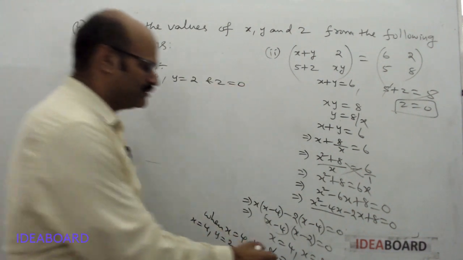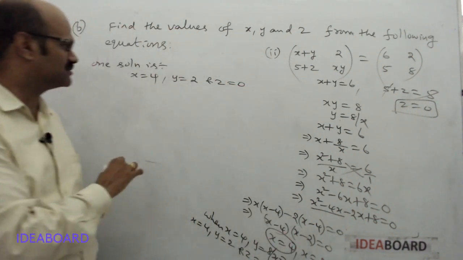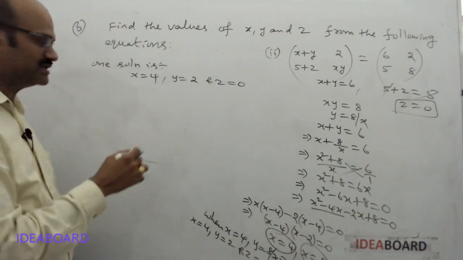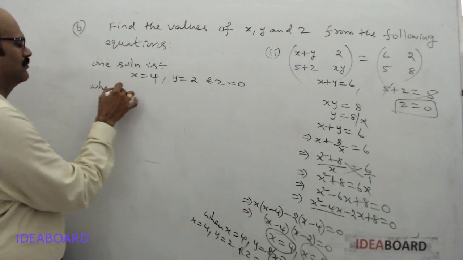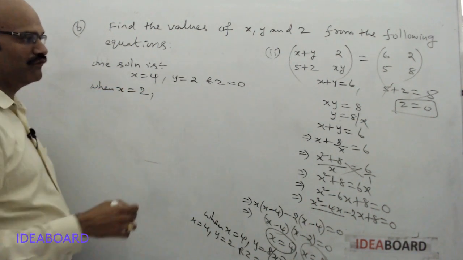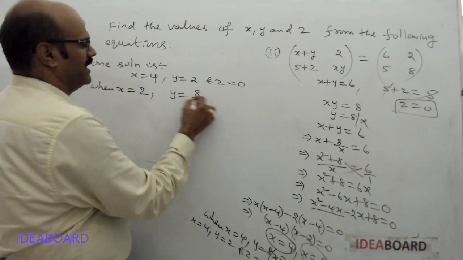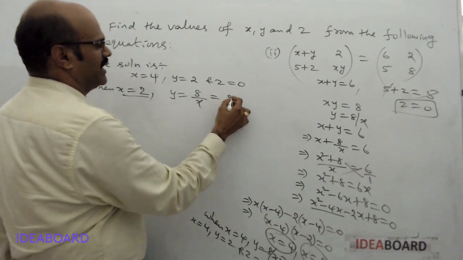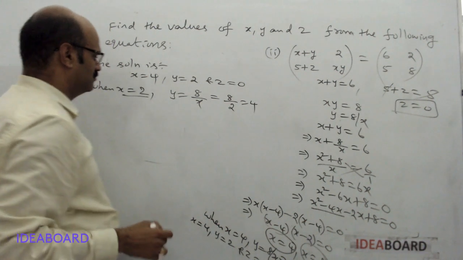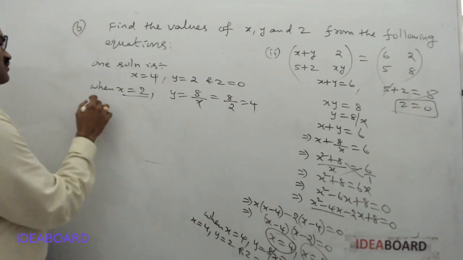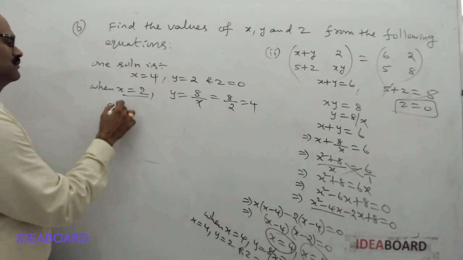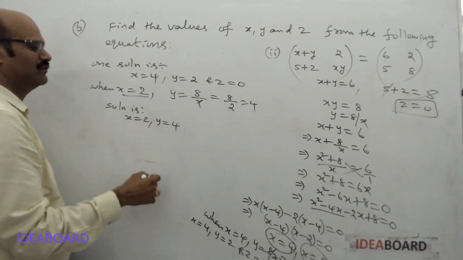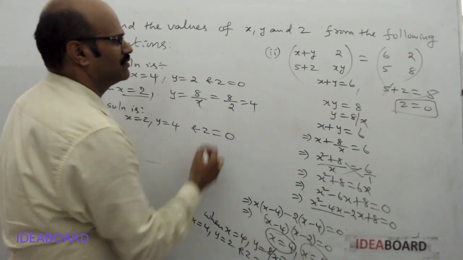Here we got two values for x. When x equal to 4, we got the solution. Now take x equal to 2. When x equal to 2, y equal to 8 by x. So put x equal to 2 here. So 8 by 2 equal to 4. So another solution is x equal to 2, y equal to 4 and z equal to 0.